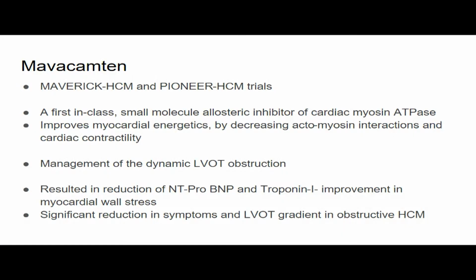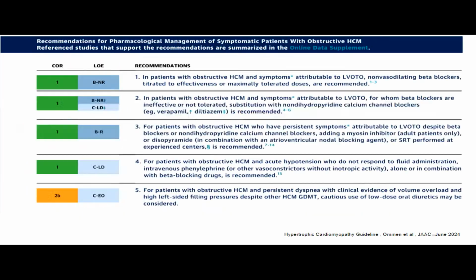This is the drug about which I was talking. This is a new drug. Recent trials are going on, the Pioneer HCM trial and the Maverick trial. Mavacamten. Mavacamten is a myosin ATPase inhibitor. So ultimately what it's doing is also inhibiting LV contraction.